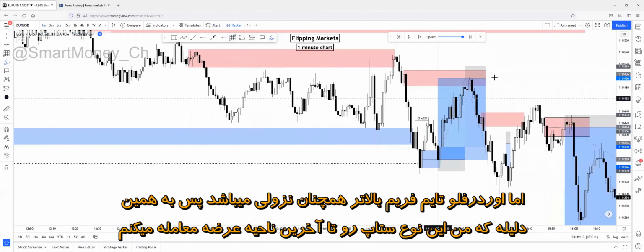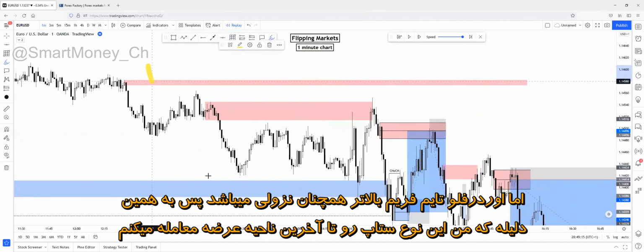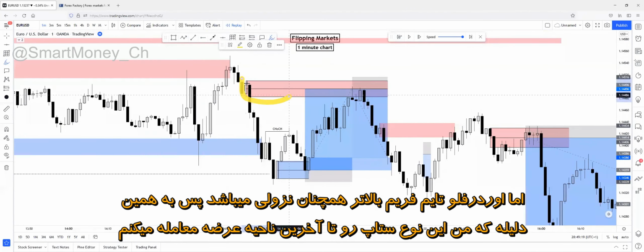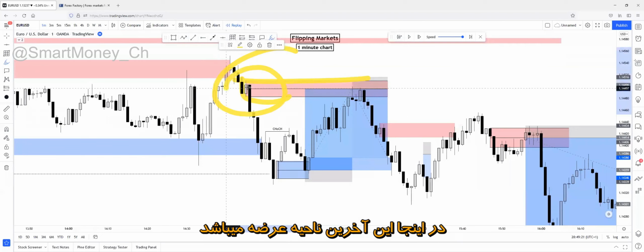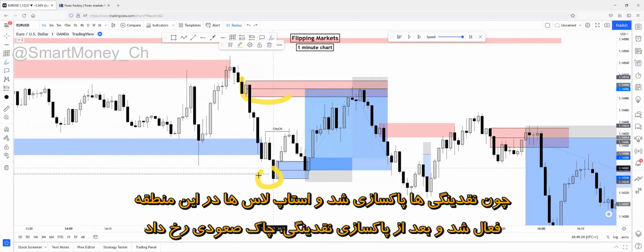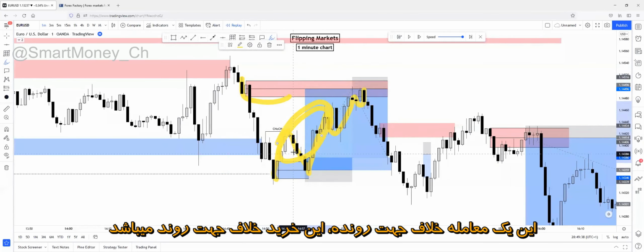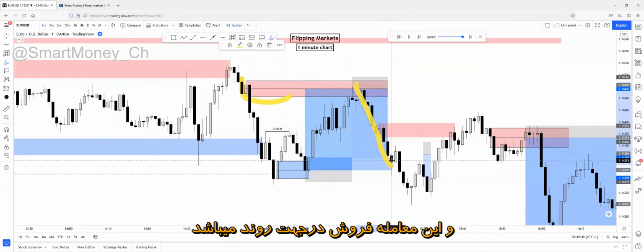But the overall higher time frame order flow was still bearish. So that's why I'm taking these kind of setups up to the less recent supply zone, because the liquidity is being swept. The stop losses are being triggered in this region, changing character to the upside after the liquidity sweep. And if price changes character, you will be able to execute a long trade up to the next strong high. This is a counter trend trade. This long trade was a counter trend trade. This short trade is a pro trend trade.